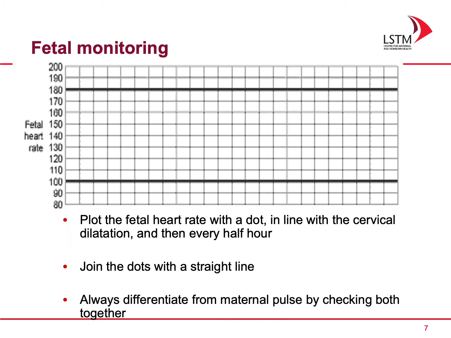Plot the fetal heart with a dot in line with the cervical dilatation, and then every half an hour, listen for decelerations. Join the dots with a straight line and always differentiate the fetal heart from the maternal pulse by checking them both together.